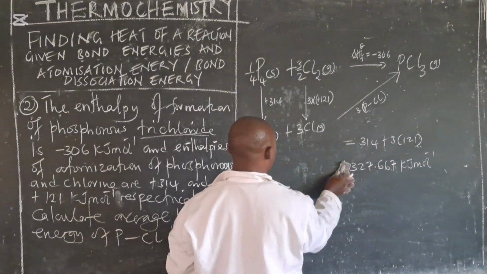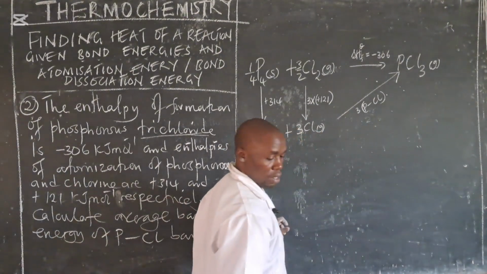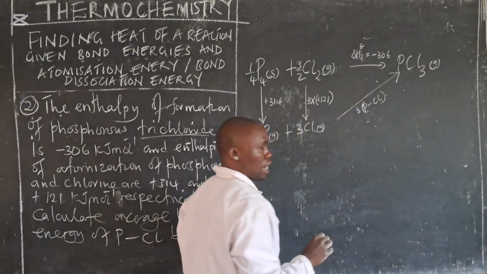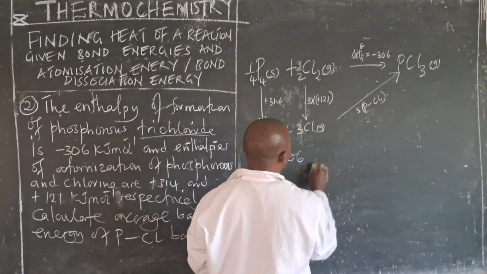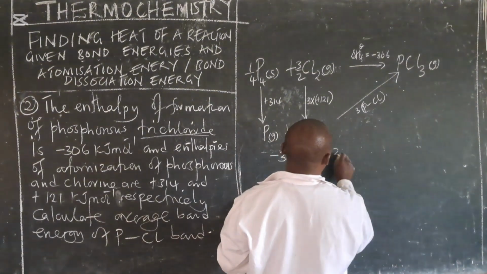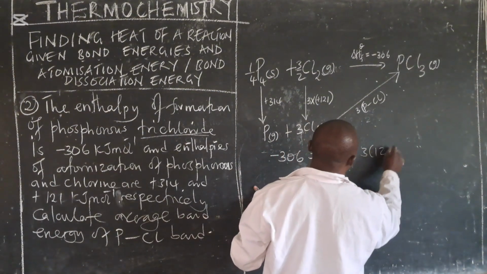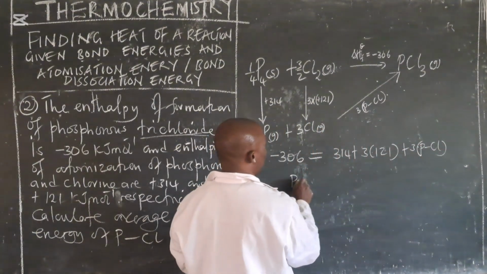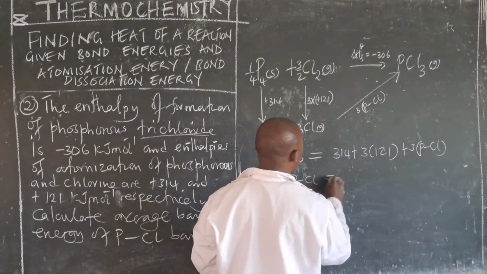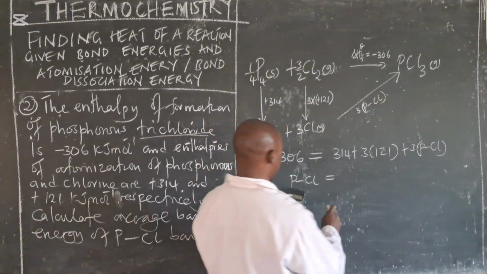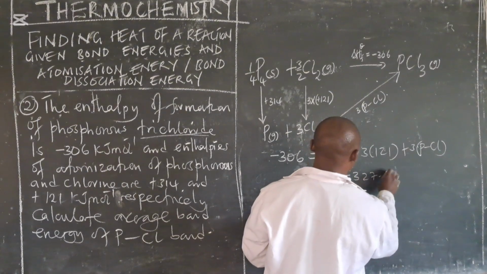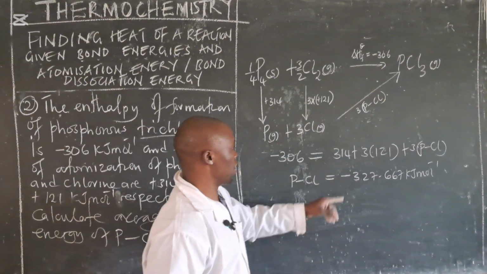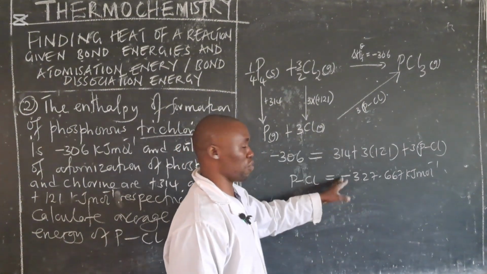Then we agreed that if that arrow is up, then this is equal to all these ones, because this and this are anti-clockwise. So negative 306 is equal to 314 plus 3 into 121 plus 3 into PCl. So I solve for this PCl, that will give us negative 327.667 kilojoules per mole here. That means if you face the arrow up, the value is negative. So both of the values are correct.